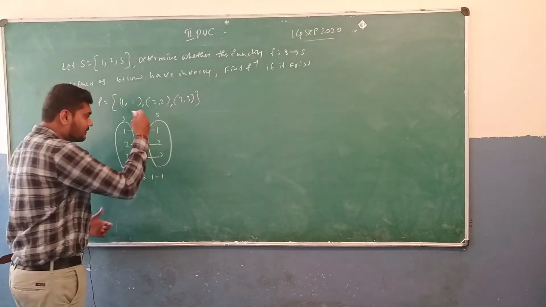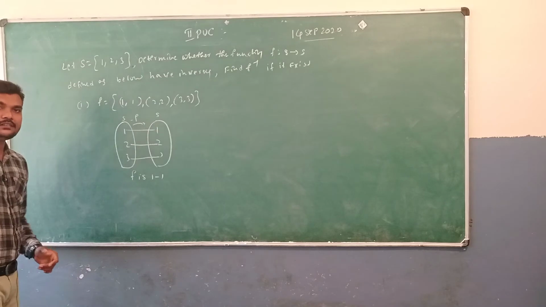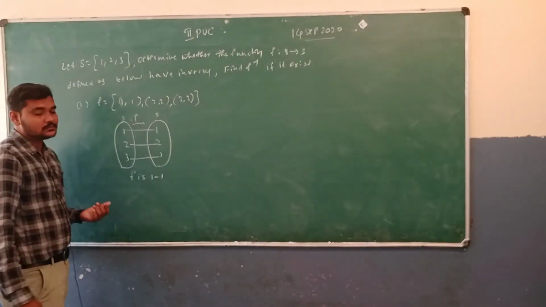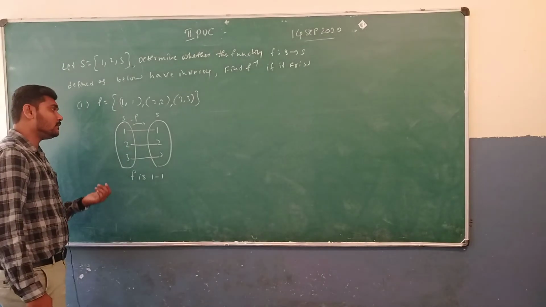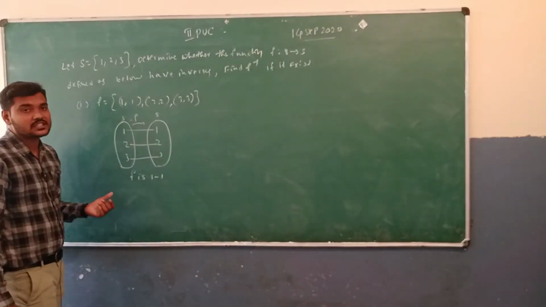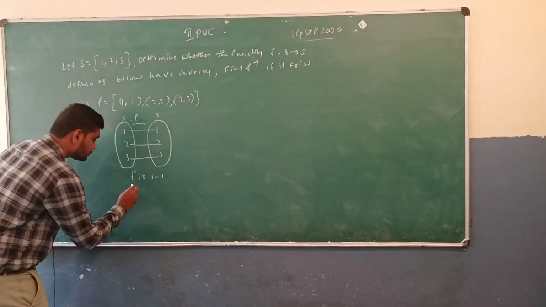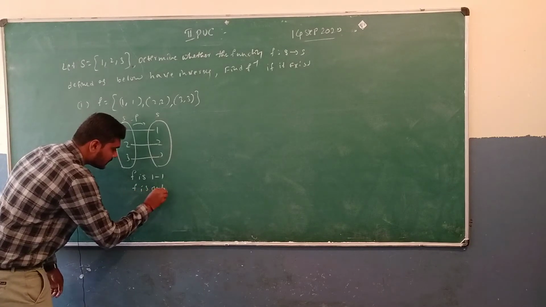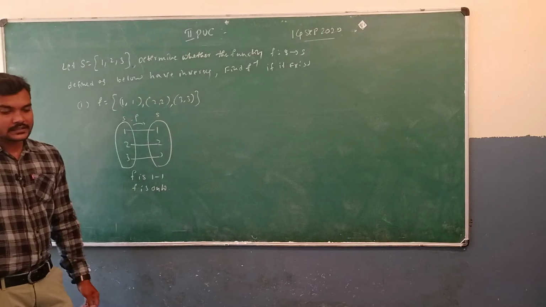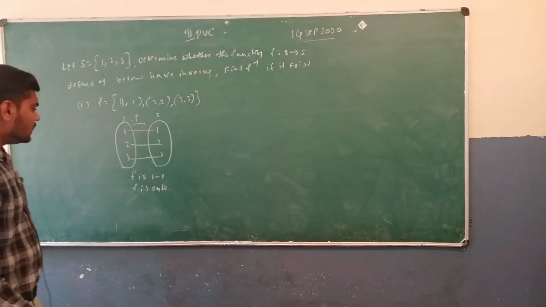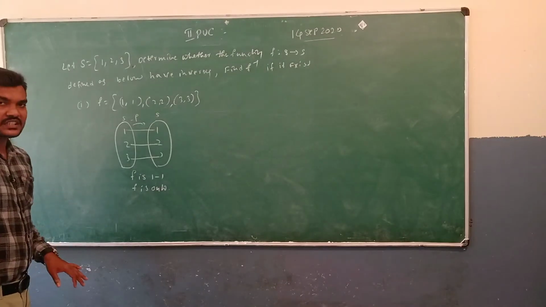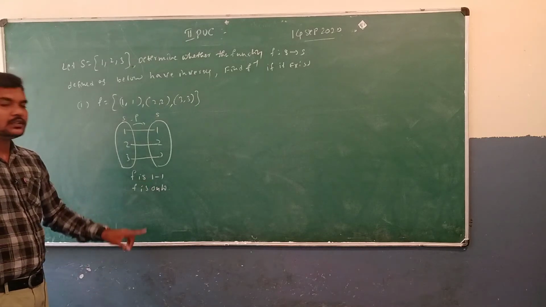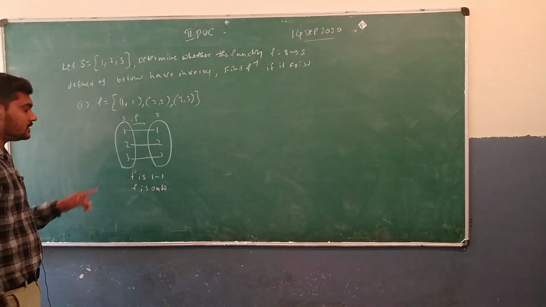So every element in the codomain S contains a pre-image in S. So the given function is going to be an onto function. So f is onto. Now, if this function is onto, is it a bijective function? Yes, the given function is one-one and onto, so it's going to be a bijective function.